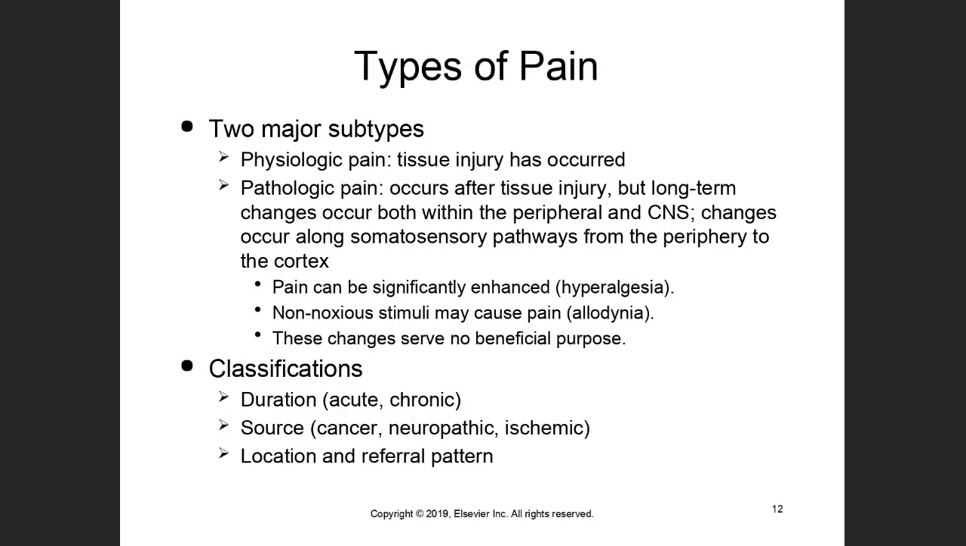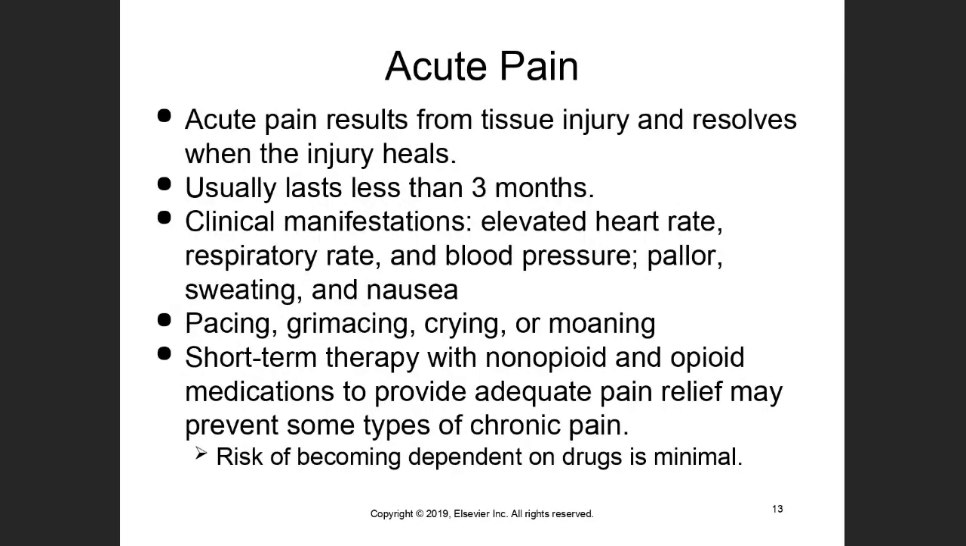Classification: duration, source, and location or referral of the pain. Acute pain results from tissue injury and resolves when the injury heals, usually lasting less than 3 months. Clinical manifestations: elevated heart rate, respiratory rate, and blood pressure, pallor, sweating, and nausea, as well as pacing, grimacing, crying, and moaning. Short-term therapy with non-opioid or opioid medication to provide adequate pain relief may prevent some types of chronic pain. The risk of becoming drug dependent is minimal.